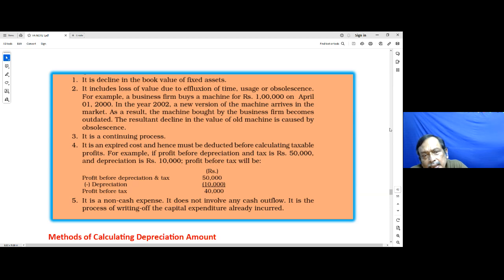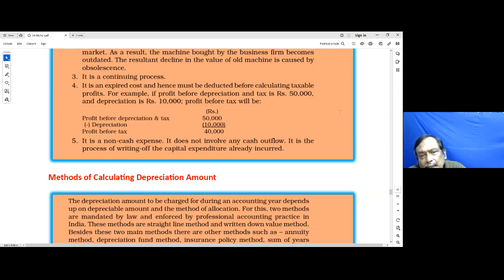Number three, it is a continuing process. It is an expense and hence must be deducted before calculating taxable profits. For example, if profit before depreciation and tax is 50,000 and depreciation is rupees 10,000, then profit before tax will be 50,000 minus depreciation, that is profit before tax 40,000.